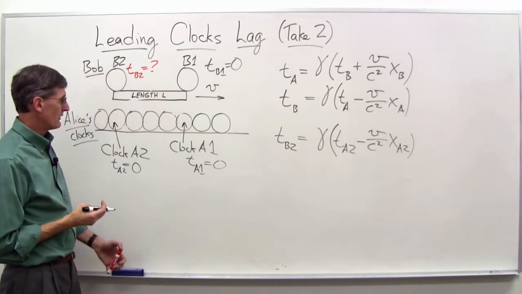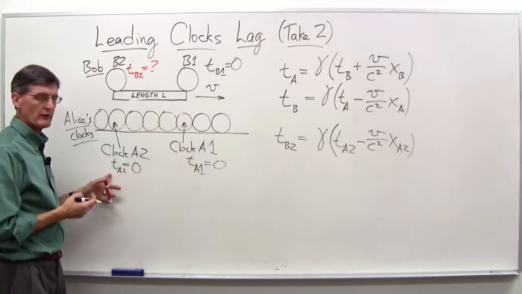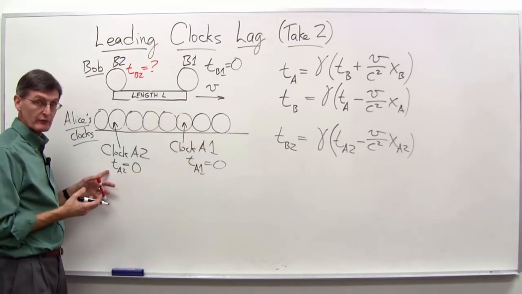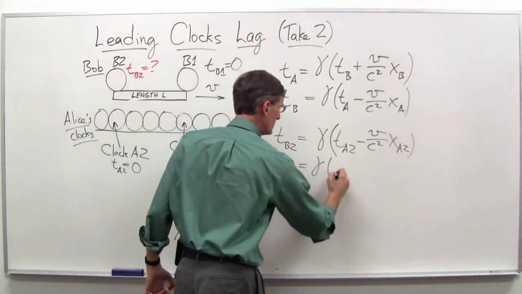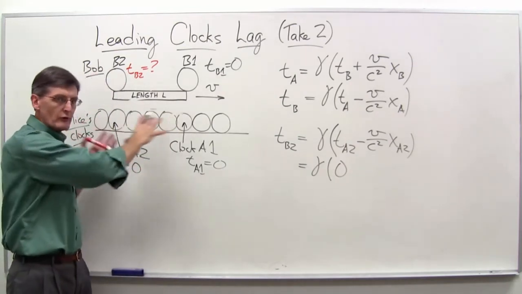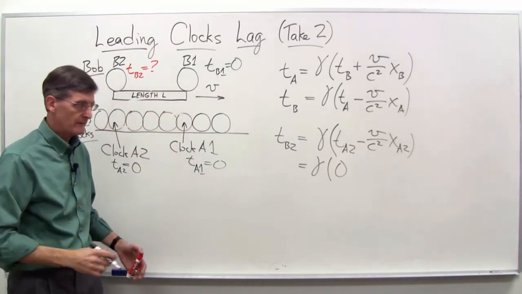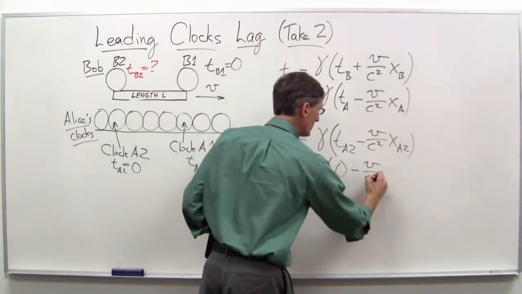Well, let's take a look at this. So clock TA2, right here, is 0. We've set it up that way. And so this is just going to equal gamma times 0. We set our situation up that way. There are other ways we could set this up, but essentially we'd get the same answer. So we know it's 0 minus V over c squared.